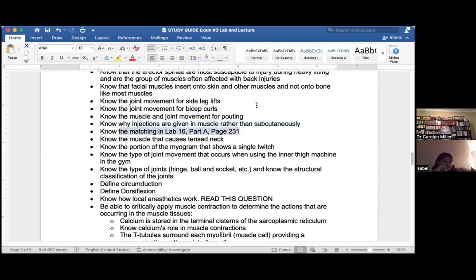Matching in lab 16, part A, page 2. And Grace, no, only the insertions that I told you about in class. And I think there were very few to none. So do we need to know all the words? No.